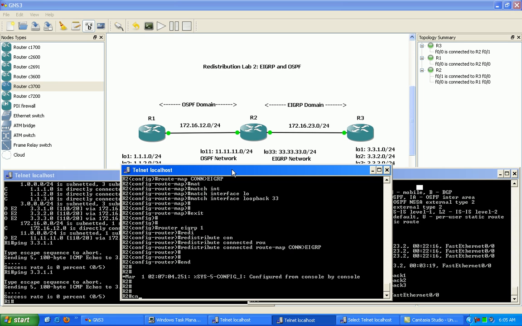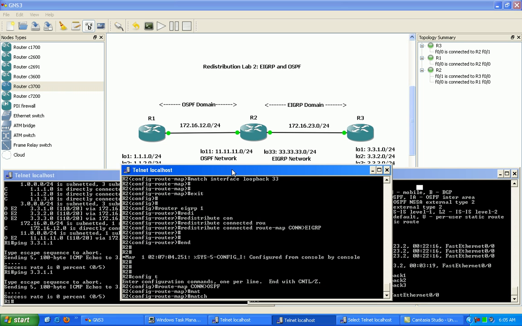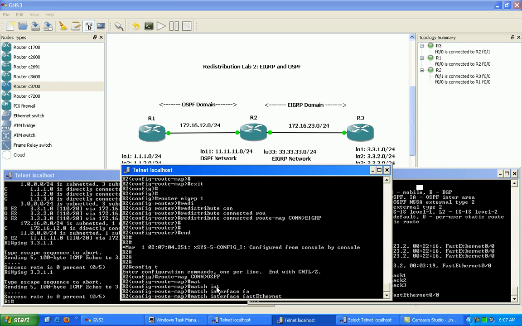So let's do OSPF first. Our connected routes in OSPF. Let's also match, what we're going to do here is we're also going to match on the interface fast Ethernet 01. And again, you might be asking, well, why are we matching on fast Ethernet 01? Well, router 2's fast Ethernet 01 is connected to router 3, and that's in the EIGRP domain.